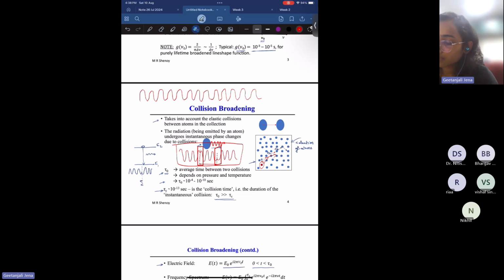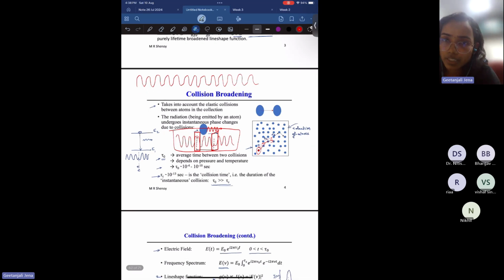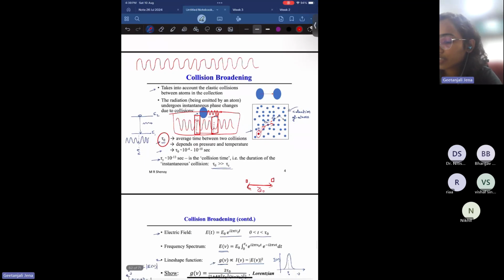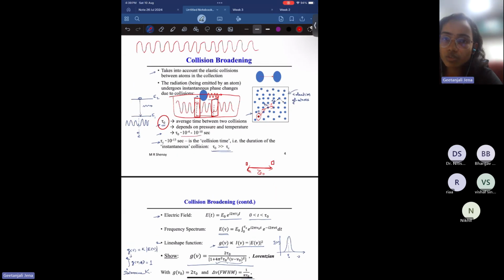Before deriving the collision broadening, let us define some parameters that will help us derive the equation. One is tau zero. Tau zero is nothing but the average time between two collisions. It's like one atom is emitting a photon and then colliding. In between two collisions there is a time tau, so within this time the phase will remain constant, and after this time the phase will experience a sudden change. This average time depends on the pressure and temperature, and it typically lies between 10 to the minus 4 and 10 to the minus 10 seconds.